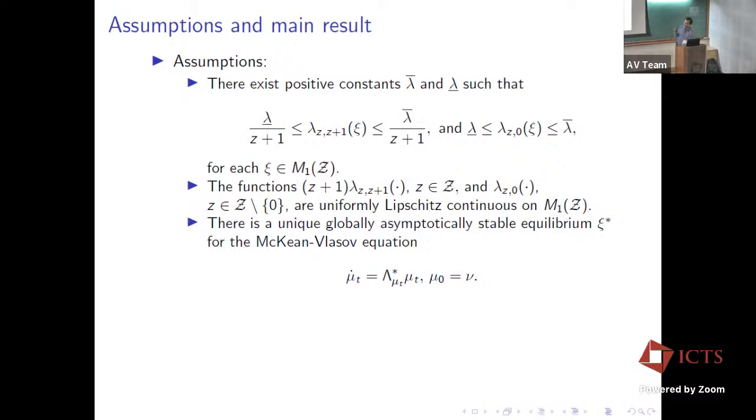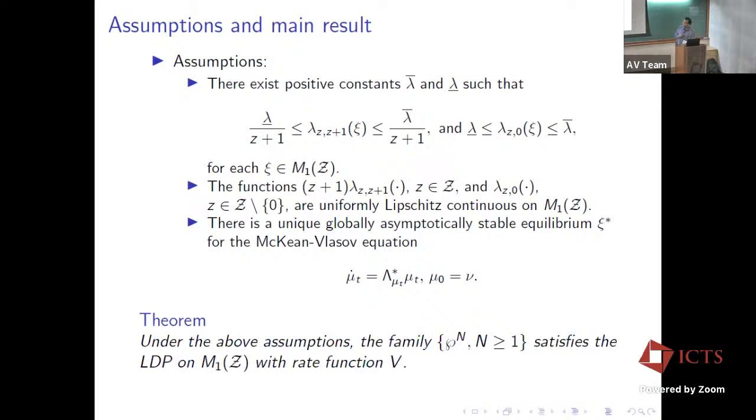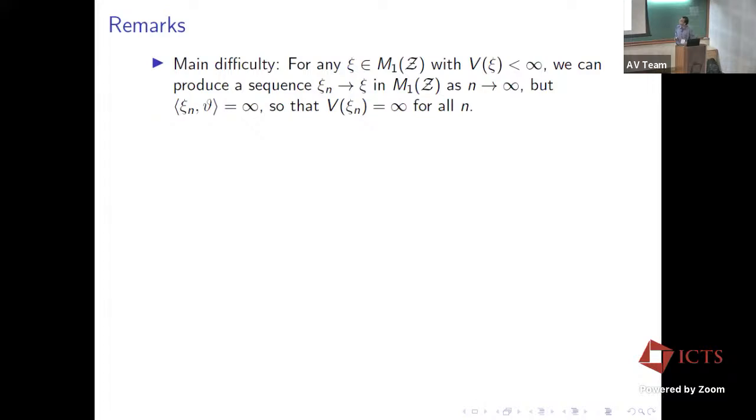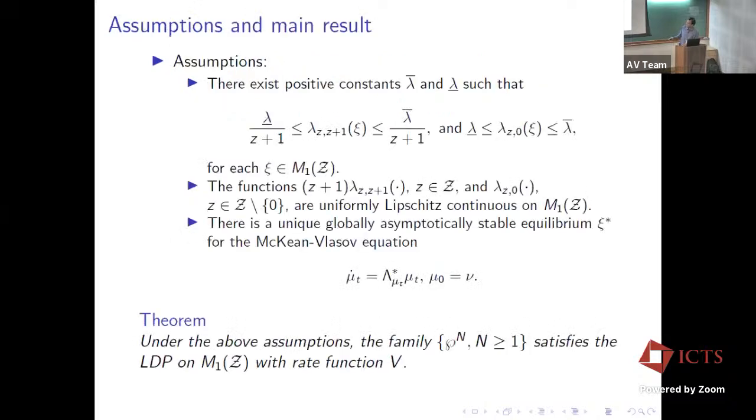And then the second condition that I have is, here is the McKean-Vlasov equation. Let's assume that the McKean-Vlasov equation has a globally asymptotically stable equilibrium Xi star. And if that is the case, here is a theorem that one can show. Under these assumptions, if you look at the invariant measure indexed by n, where n is the number of particles in the system, that satisfies an LDP where indeed the Freidlin-Wentzell quasi-potential is the right rate function.